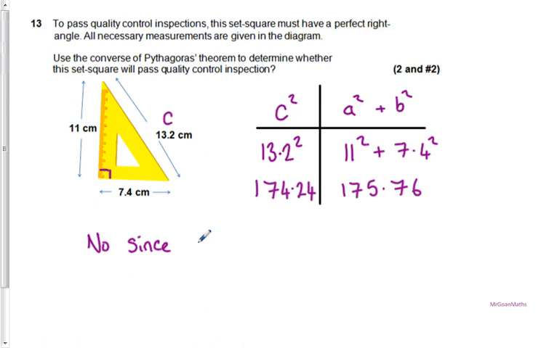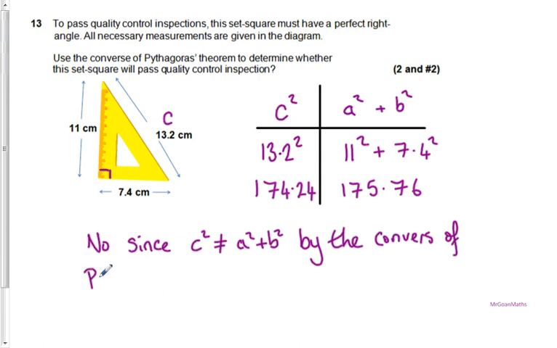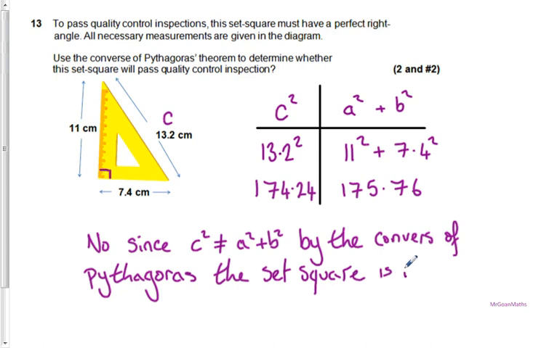since c squared does not equal a squared plus b squared, by the converse of Pythagoras, the set square is not right-angled.